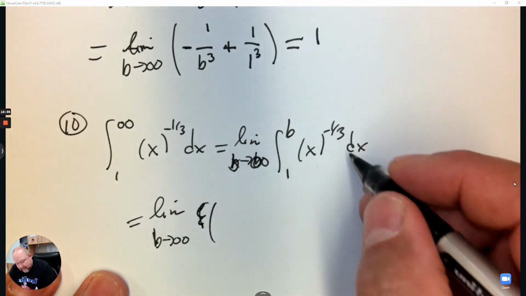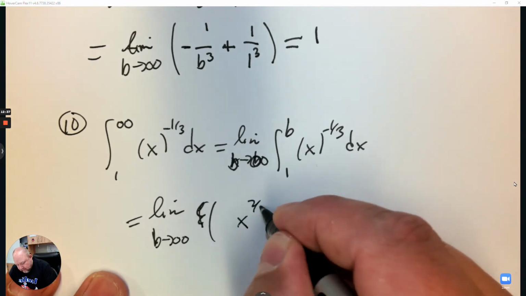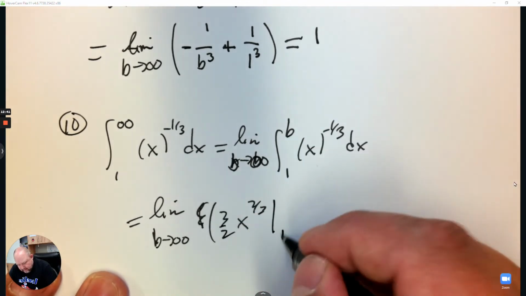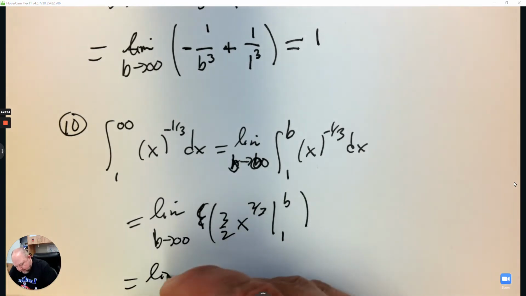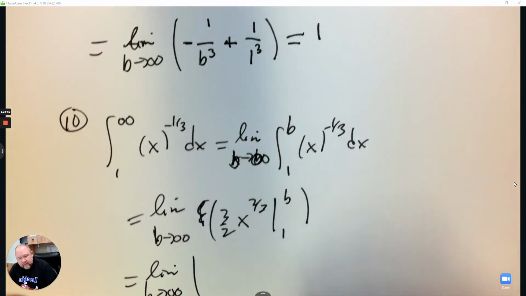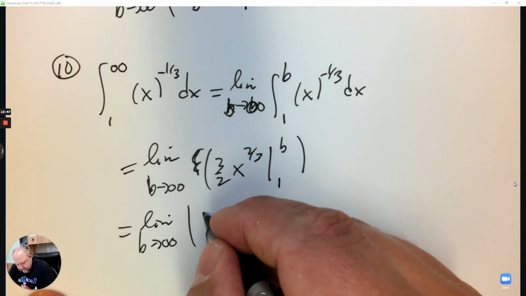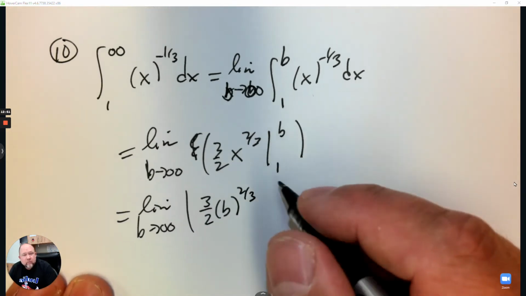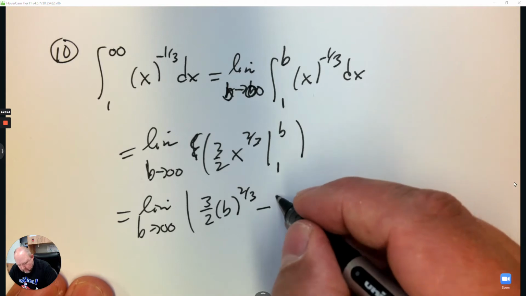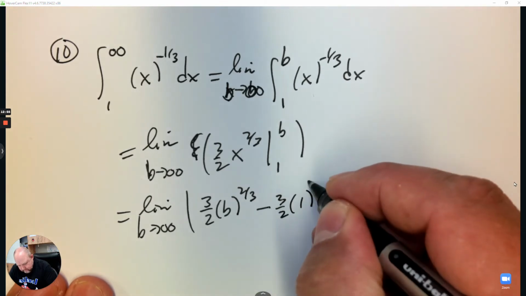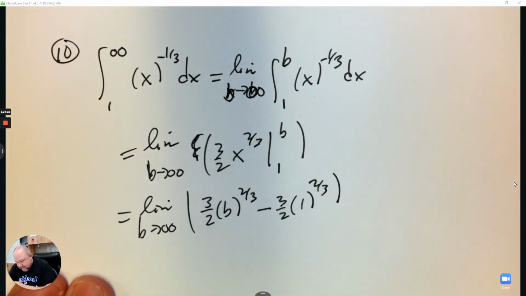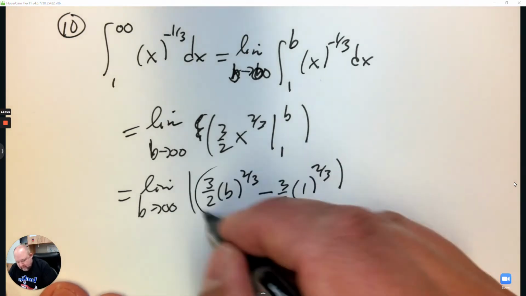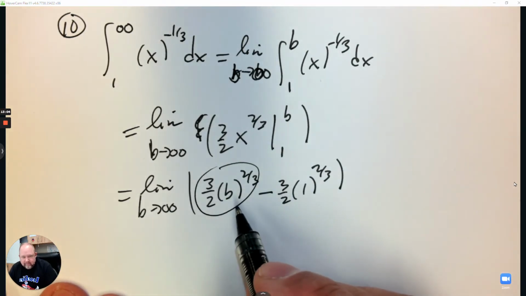I'm going to add 1 to the exponent, which is 2/3, and then divide, or use the reciprocal, and I'm integrating from 1 to b. Keep the limit notation, use parentheses, plug in b, and then subtract and plug in 1, and then think about it, look at it, recognize that when you plug in, this is unbounded.